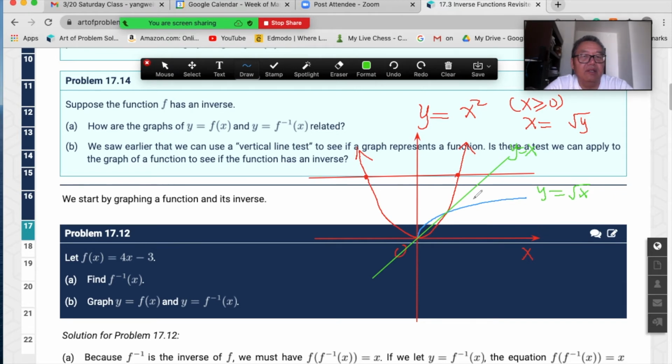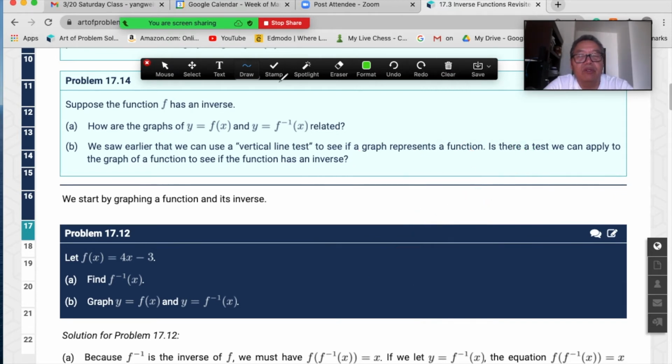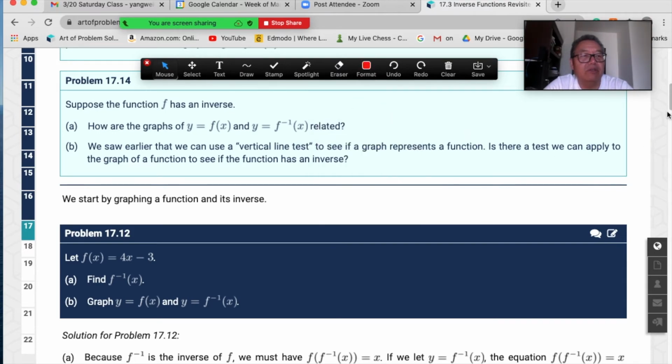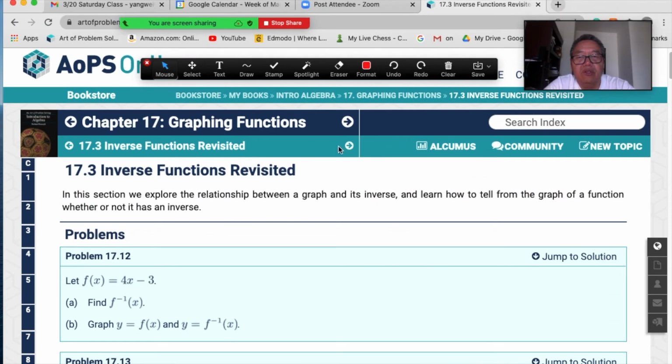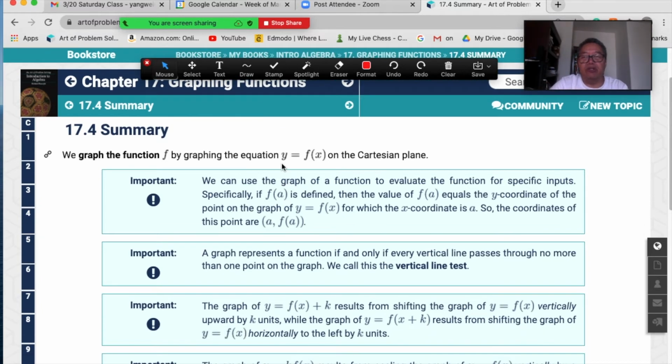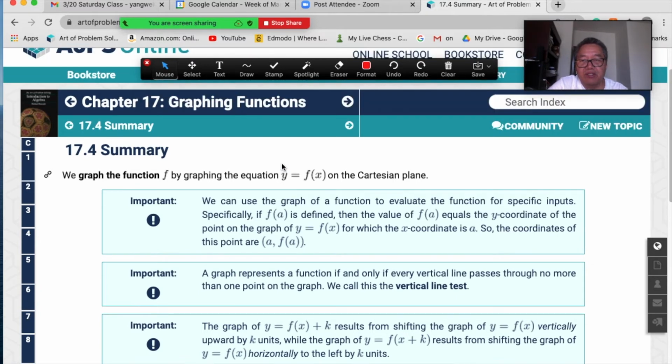Symmetry about y equals x, about this line. Okay? Very good. To check if a function has an inverse function, you need to draw a horizontal line. Check. Okay? So then we finish this section. Actually, we also finished this chapter. Now let's see the summary of what we learned in this chapter.